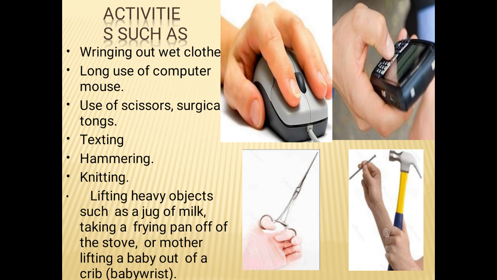Some repetitive tasks which aggravate DQ tenosynovitis are wringing out wet cloths, long use of a computer mouse, use of scissors and surgical tongs, texting, hammering, knitting, lifting heavy objects such as a jug of milk, taking a frying pan off the stove, or a mother lifting a baby out of a crib. It all involves extension of the thumb and radial or ulnar deviation of the wrist.